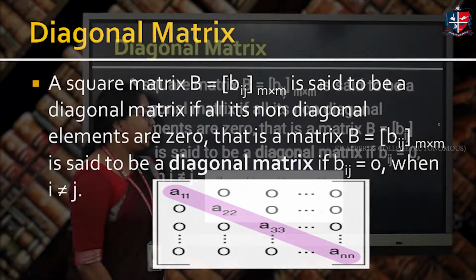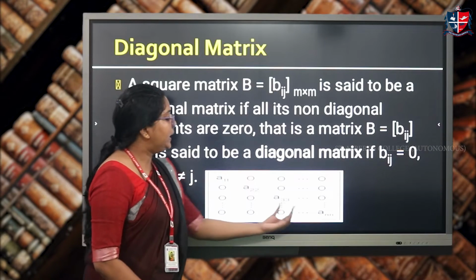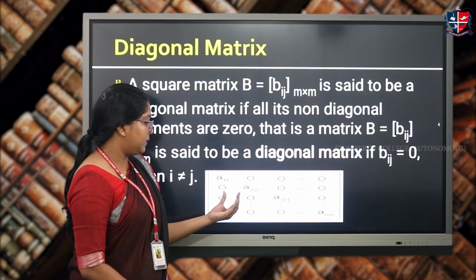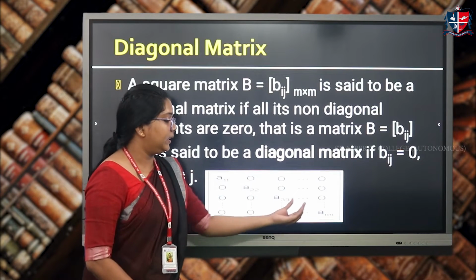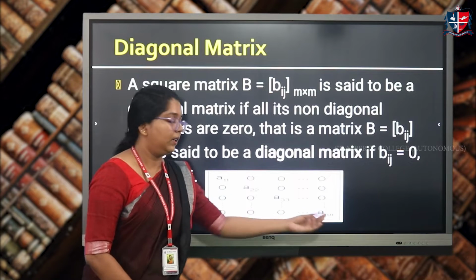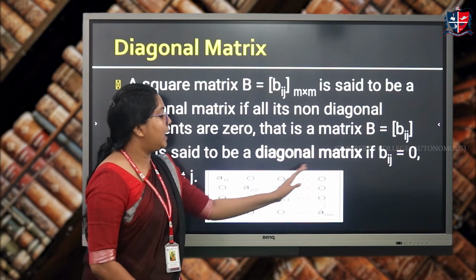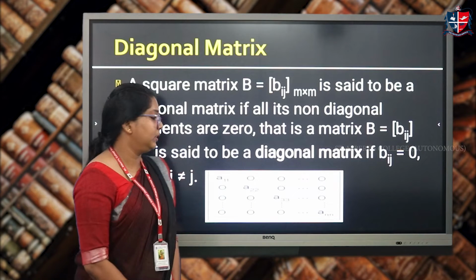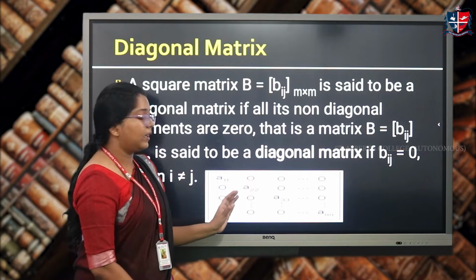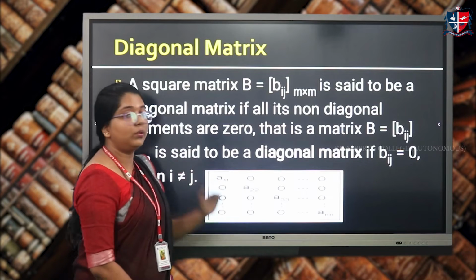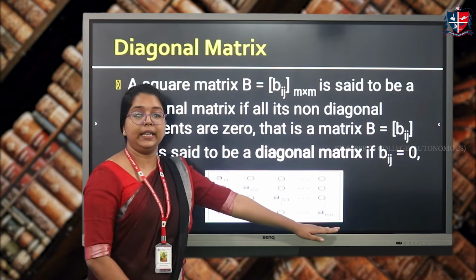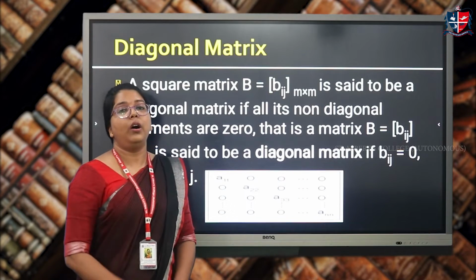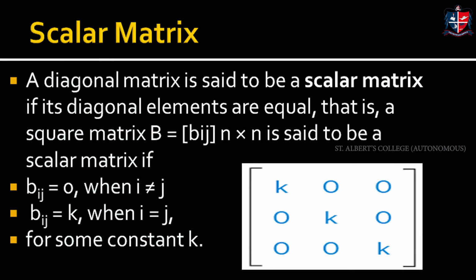Next type of matrix is the diagonal matrix. In a diagonal matrix, there are entries only in the diagonal of that matrix. That is, the entries will be A11, A22, A33, and so on till ANN. And the upper triangular and lower triangular regions will be 0. So, a diagonal matrix consists of elements which are non-zero only in the diagonal area. In the upper and lower triangular portions, all entries will be 0.